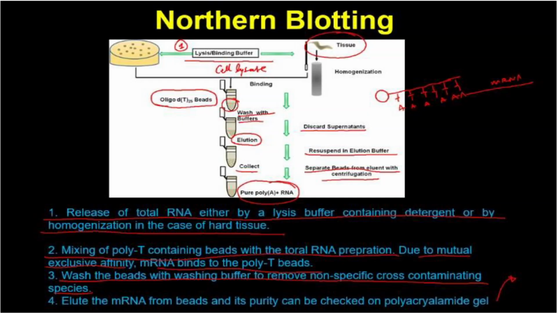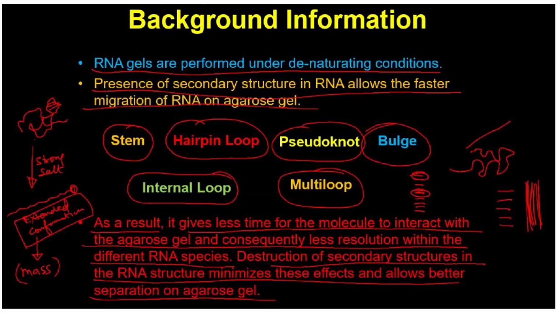Why will they bind to poly T beads? Because of the presence of the poly A tail. Now wash the beads with the washing buffer to remove non-specific cross-contaminating species. Elute the mRNA from the beads, and its purity can be checked on polyacrylamide gel.